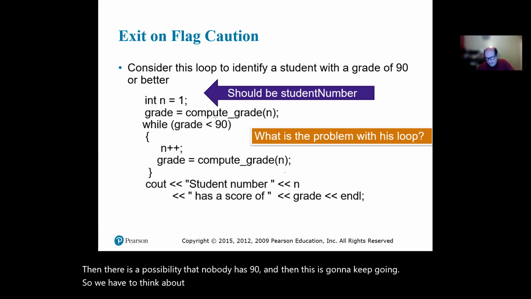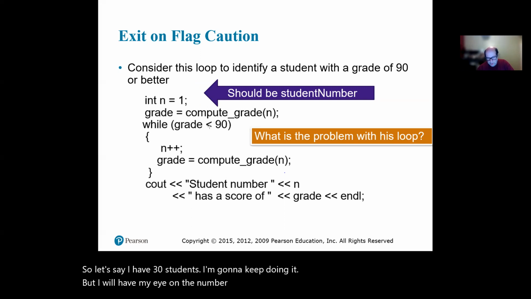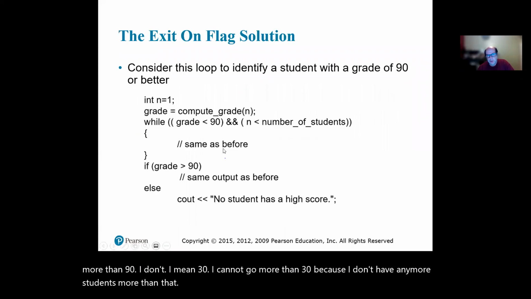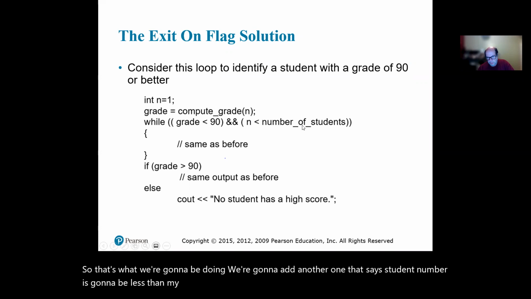If I have a list of students, maybe I need a second check. Let's say I have 30 students. I'm going to keep doing it, but I will have my eye on the number of students, because my student number cannot go more than 30. I don't have any more students than that. So that's what we're going to be doing: we're going to add another condition that says the student number has to be less than my max number of students.